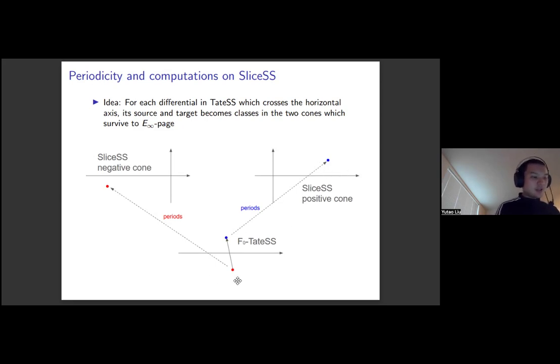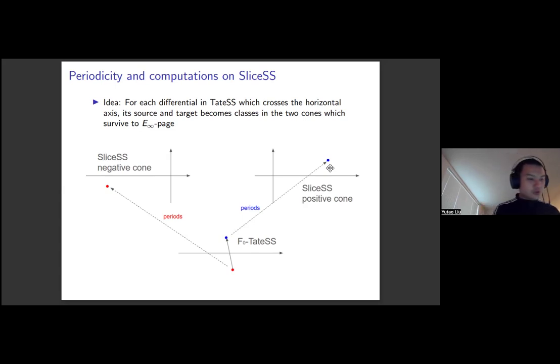Similarly, you can travel along several periods to pass the source in the corresponding region of the negative cone, which again represents the same class in the slice spectral sequence. The 2 points here will be the same as each other in homotopy after several periods. And here is also one reason why the horizontal period in Tate agrees with the period in the homotopy of the spectrum.